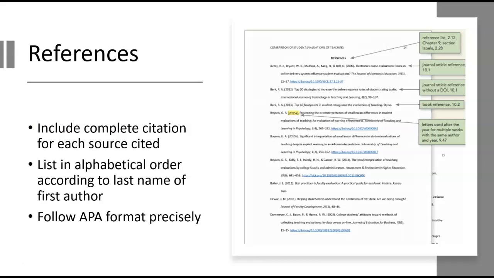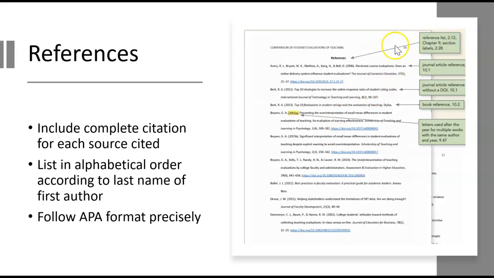The reference page is probably something that I know I spend more time than I wish I had to spend making corrections to students' reference pages. They're tedious, they're irritating, they're obnoxious. I don't know what other synonyms to use there, but it's worth your time to learn the process of putting these reference pages together and doing them properly.